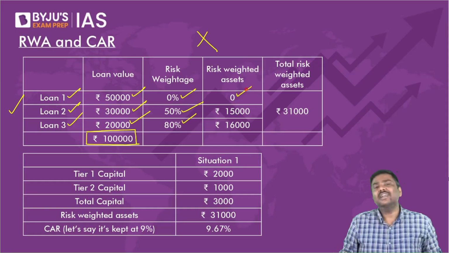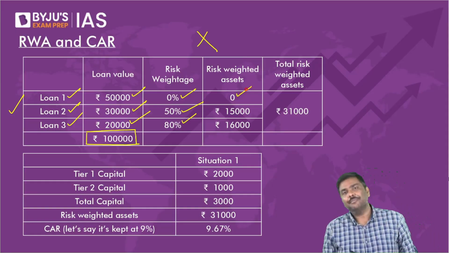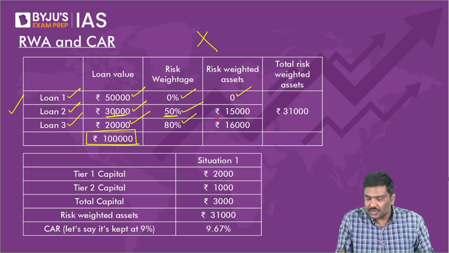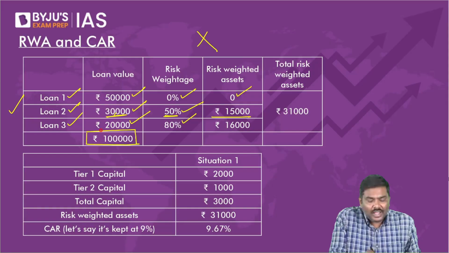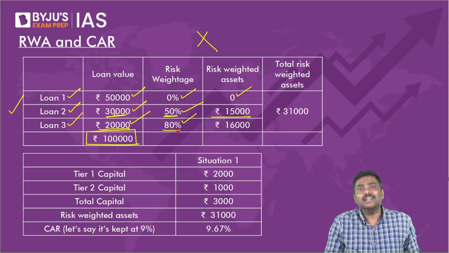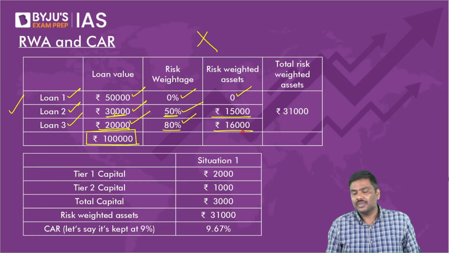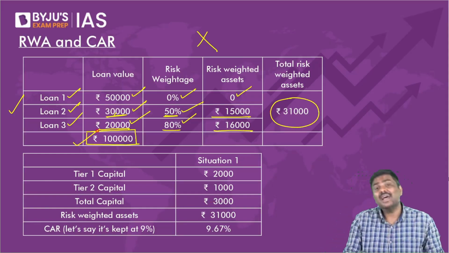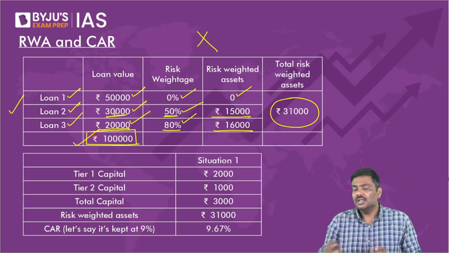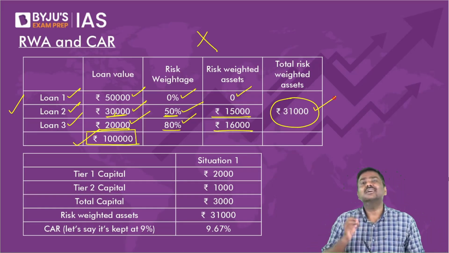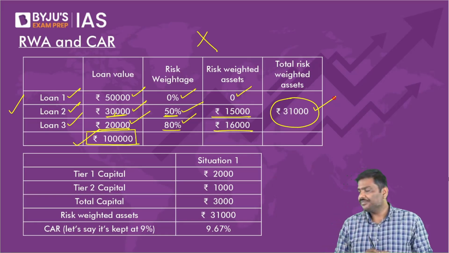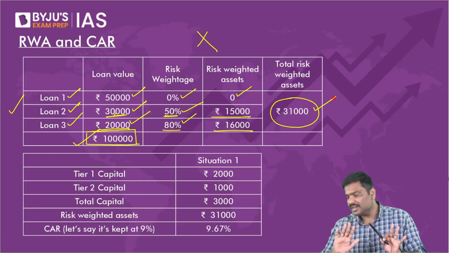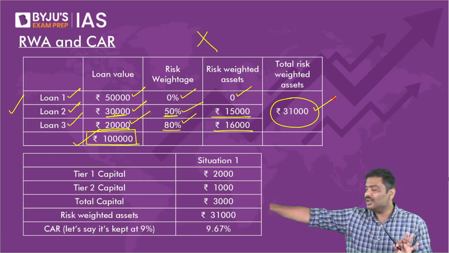How much is the risk weighted assets in loan 1? 0 rupee. Second one, 30,000 is the loan value, 50% is risky, so 15,000. Third value is 20,000, 80% risky, 16,000. Can I calculate and say, in this bank, which has total assets worth 1 lakh rupees, the risk weighted assets are 31,000 rupees? Any problem? Let me know right now. Do not worry about calculations. UPSC will not ask you these calculations.